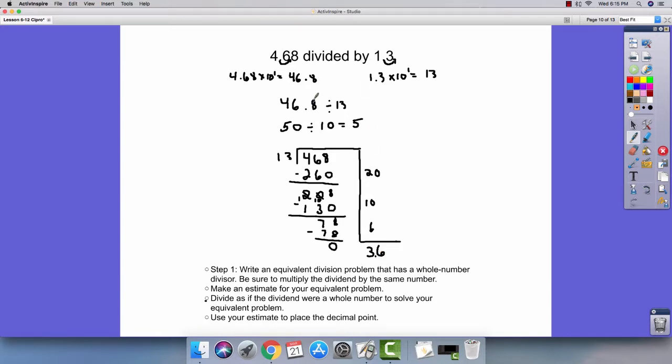And because I made this an equivalent problem, 4 and 68 hundredths divided by 1 and 3/10 also equals 3 and 6/10 because I didn't change the value at all. Whatever I did over here, I did over here too. So that's my answer.